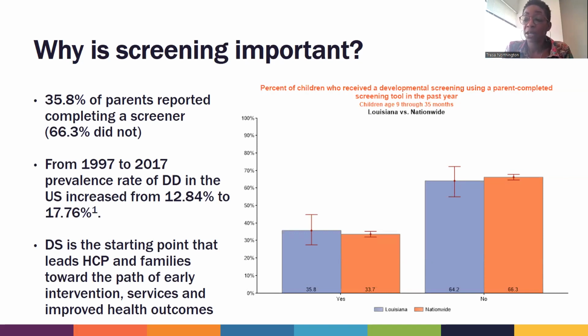Additionally, over about a 20-year period in the U.S., the prevalence of developmental delays and disorders has increased from 12.84% to 17.76%. So we can see that now more than ever, we must do all that we can to ensure all children are screened in order to get them to their best outcome and progress. Because we know through the process of developmental monitoring, surveillance, and screening, we can help place and lead families toward the path of early interventions and services, which can be the difference in a child's life.